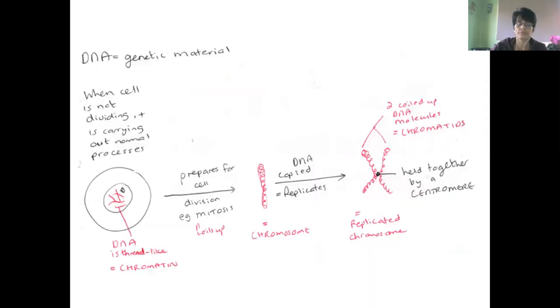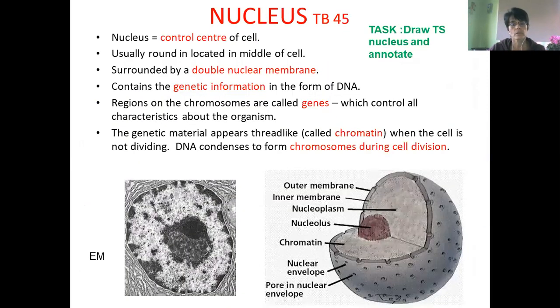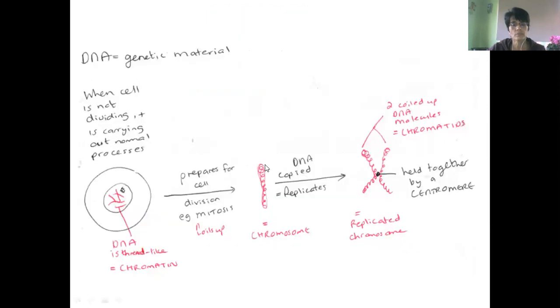but first the DNA. As I've said, DNA is genetic material. When the cell's not dividing, the DNA is thread-like. We call it chromatin. Human cells have 23 times 2, 23 pairs of DNA threads called chromatin. But then the cell prepares for cell division, and the DNA coils up, and you end up with structures known as chromosomes. So there's a chromosome, the DNA is coiled up.